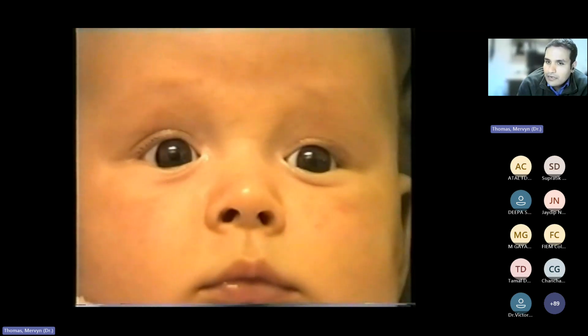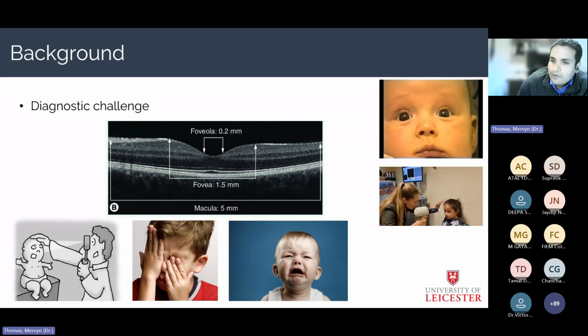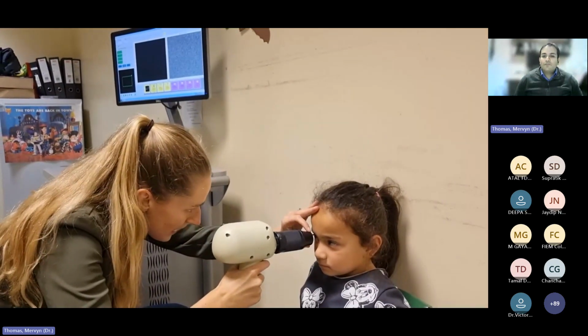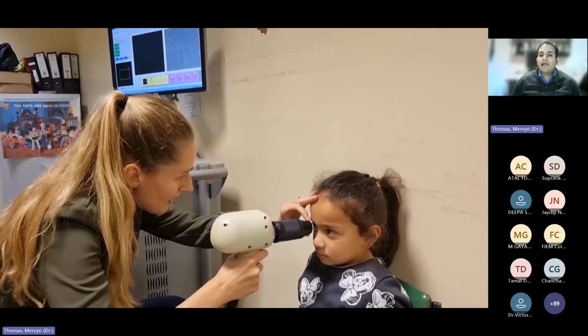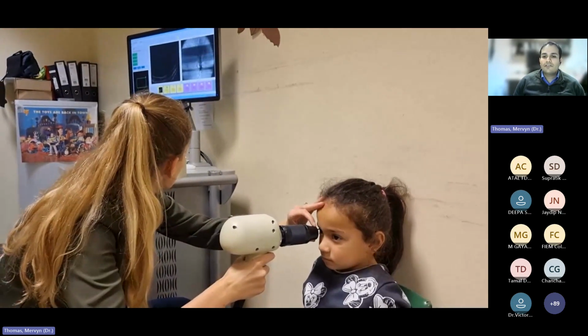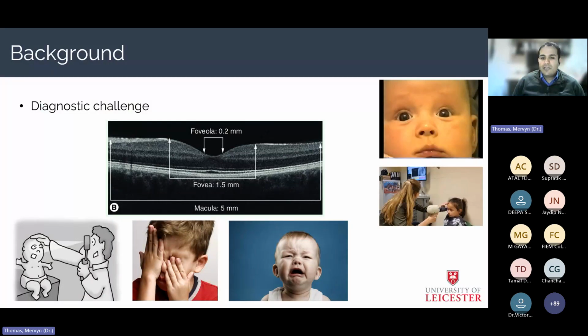And this is of particular interest to us. And we have pioneered one of these devices in Europe called a handheld OCT, whereby within a few seconds we can obtain the same high resolution images in a child. So rather than bringing the child to the OCT, we can bring the OCT or the imaging device to the child.